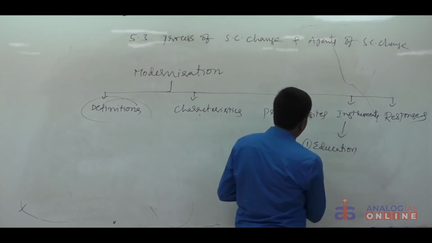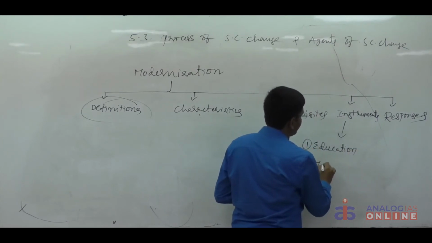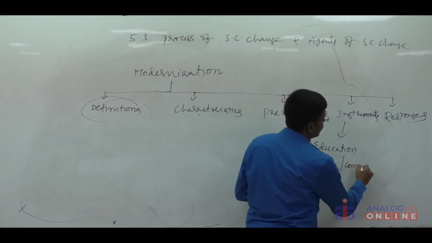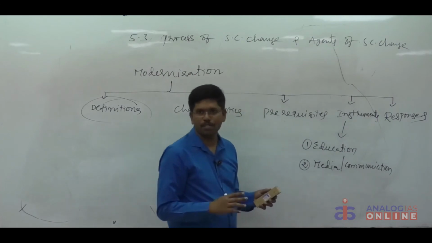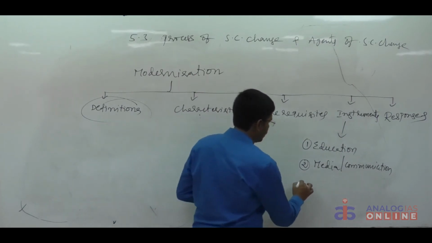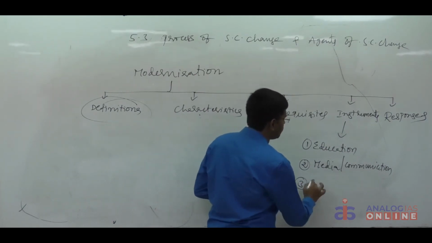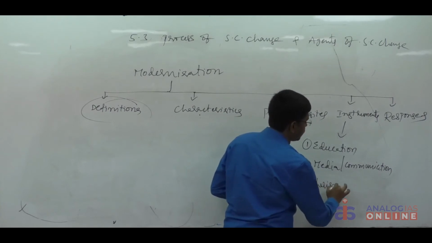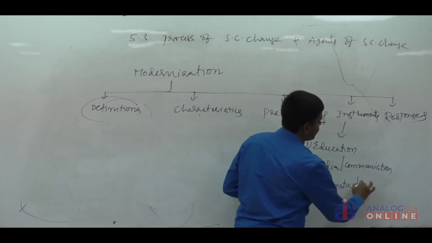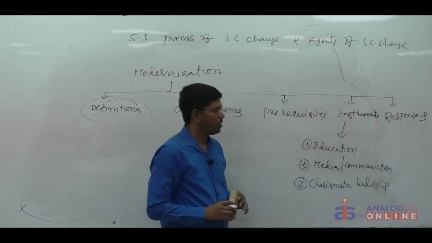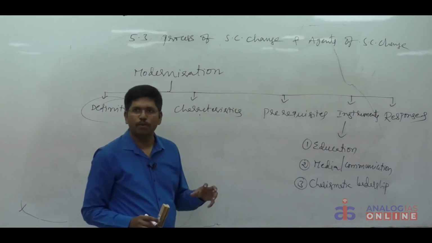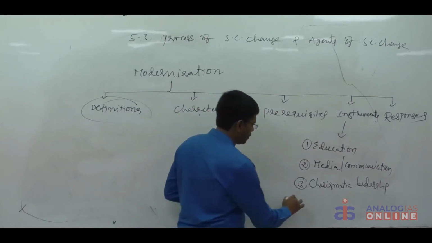For the dissemination of technology, media is also very, very important. Media or communication. Whenever there is good communication, especially through advertisements, this technology can be spread. Third one is leadership, a charismatic leadership. A charismatic leader can motivate the people to accept the process of modernization.